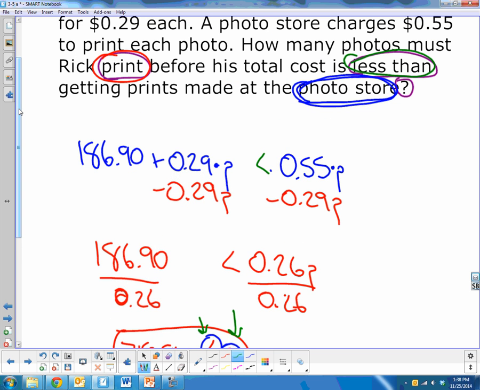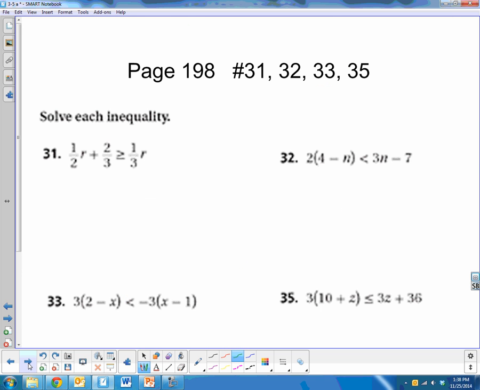Okay, that may have been harder than it needed to be, but those are hard questions, but those are very real-world questions. You've got 4 problems here. They're a little fuzzy, but again, go to the book, page 198, 31, 32, 33, 35, and give this a try on your own.